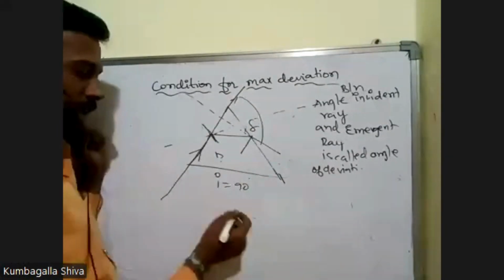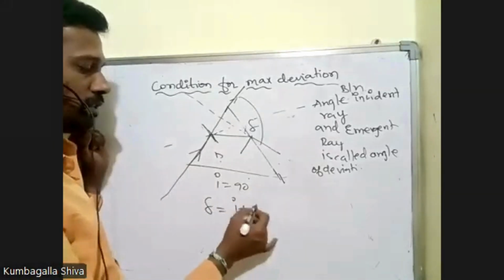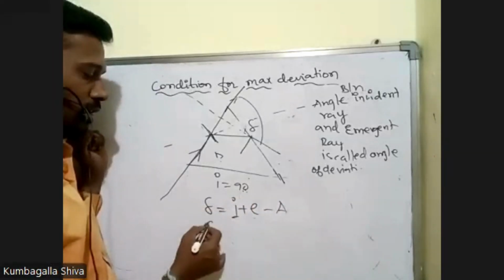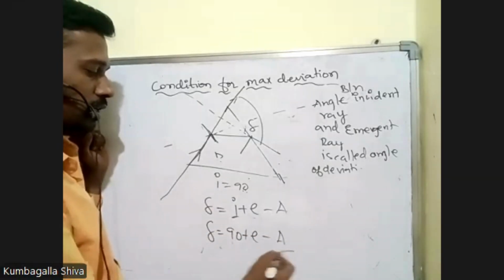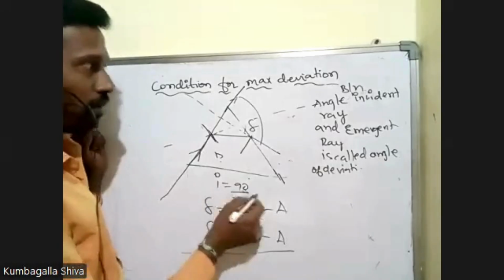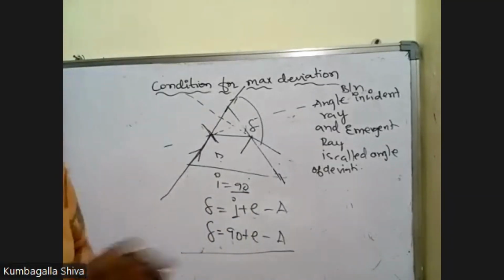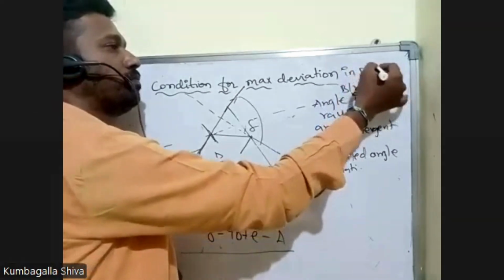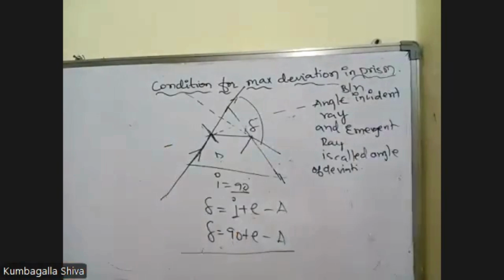That means we have the formula that delta is equal to angle of incidence plus angle of emergence minus A. Here, what is the I value? Delta is equal to 90 plus E minus A. So this is the condition for getting a maximum deviation for a prism. Okay, clear?